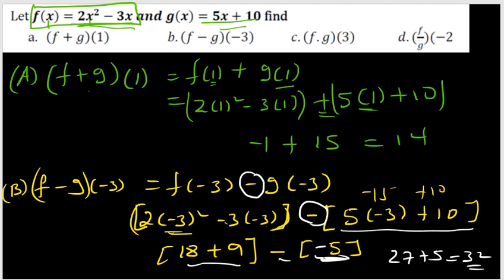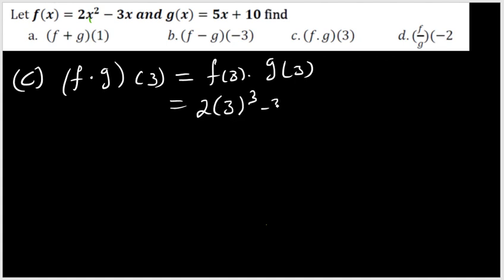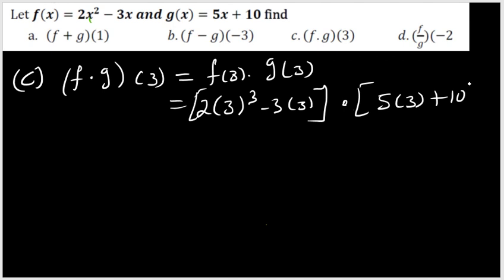Let us do C and D. What does it say? C, f times g at 3. Again, this is the same as f at 3 times g at 3. F at 3 means we would insert 3 in place of x in f of x: 2 times 3 squared minus 3 times 3. This is f at 3, times g at 3, again 5 times 3 plus 10.